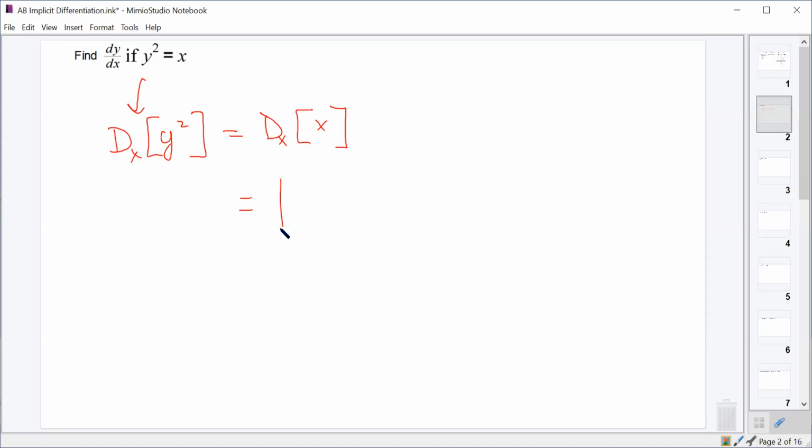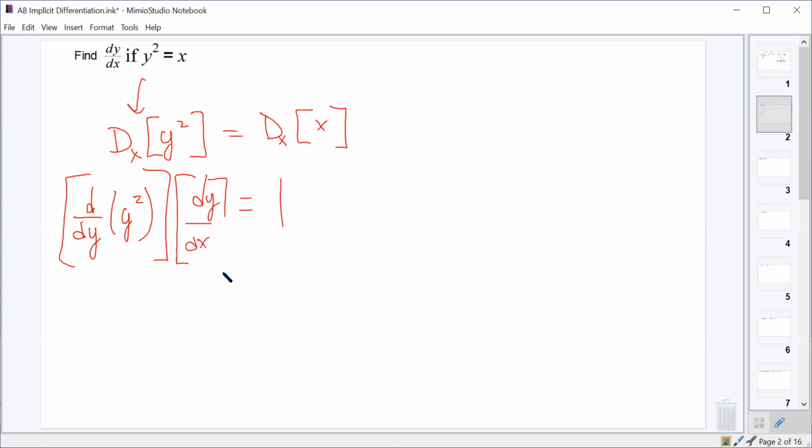And the way that we do that is we take the derivative of whatever's inside of here with respect to whatever that variable is. So we're going to take the derivative of this with respect to y. But then what do we need to multiply that by? The derivative of y with respect to x. So we're going to take the derivative with respect to y of y squared, and then multiply that by the derivative of y with respect to x.